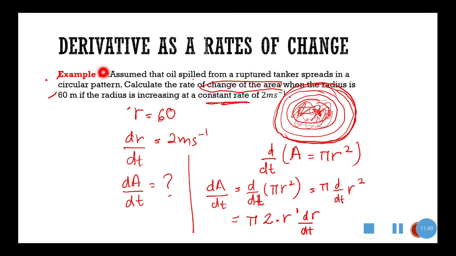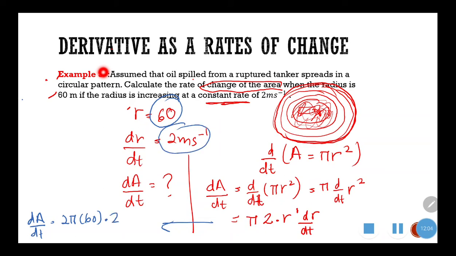So very straightforward. dA/dt then equals 2 times pi times r, where r is equal to 60, times dr/dt, which is 2. dr/dt is equal to 2. So your final answer will be 240 pi meters squared per second. Right, so with this we have answered example 3.